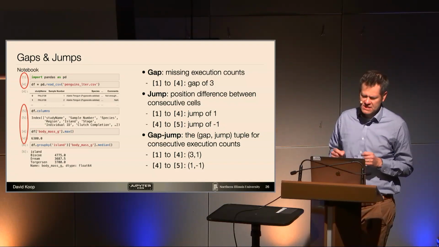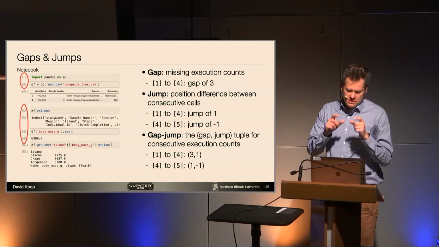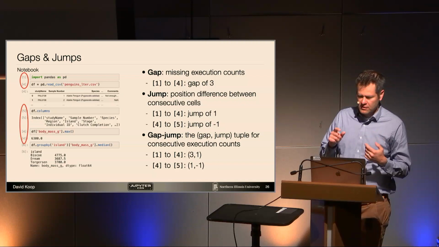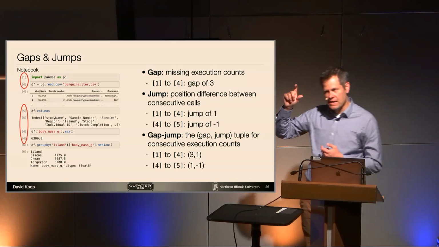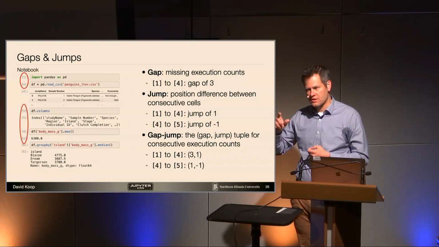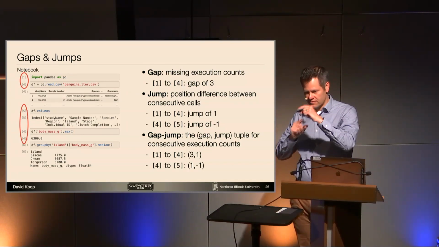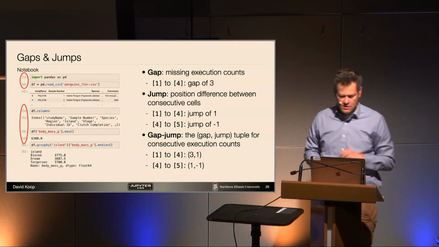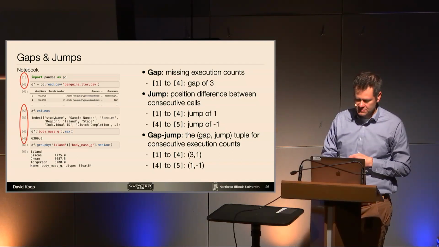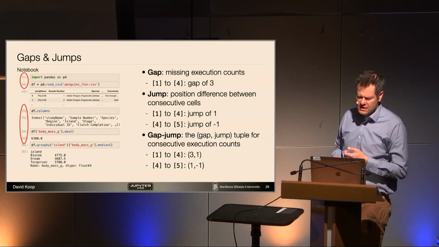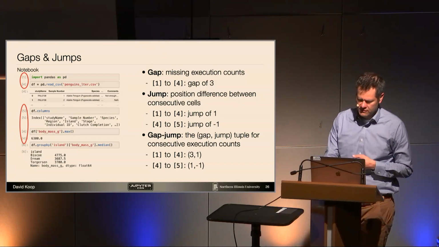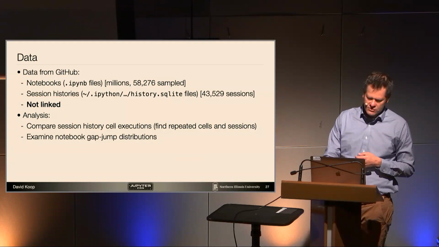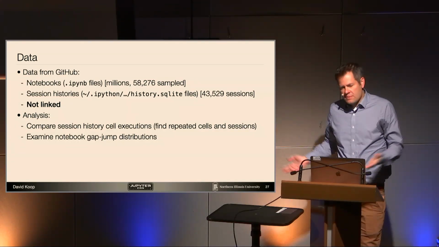A jump is obtained by looking at the numbers that go together, like 4 and 5, and looking at the positional difference. So the gaps are the gaps in the execution count. The jumps are the jumps between the numbers that are in consecutive cells, or consecutive numbered cells. And if you put those together, you can characterize what's going on in the notebook through this tuple of gap and jump.